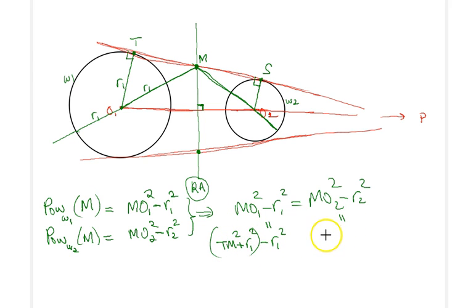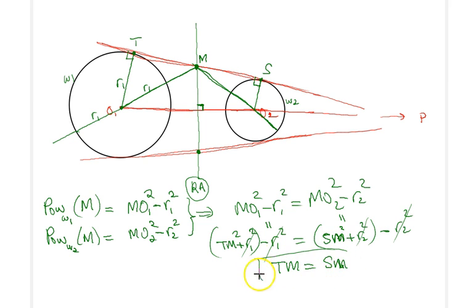And for the second one, this one is SM squared plus R2 squared minus R2 squared. But these two expressions must be equal because of this transitive thing here. So R1 squares cancel out, R2 squares cancel out. We realize TM squared is equal to SM squared, which simply implies TM is equal to SM. So therefore the radical axis will meet the tangent line at its midpoint, and the same thing here, obviously. So that result will be useful in solving our problem at hand.